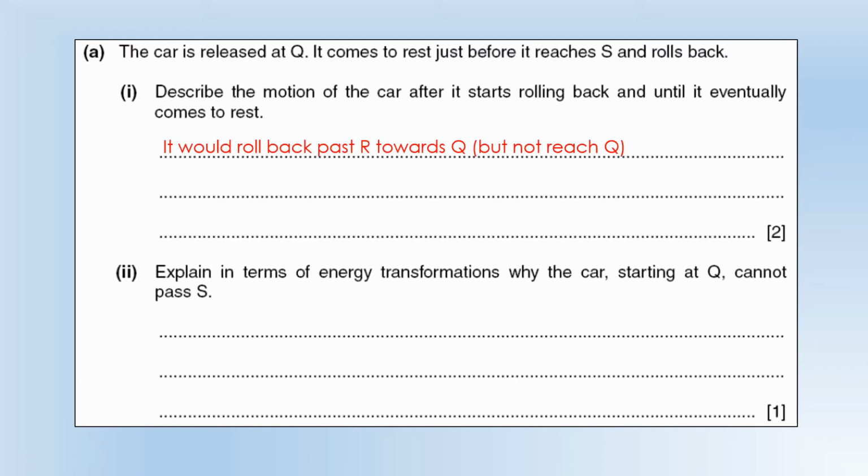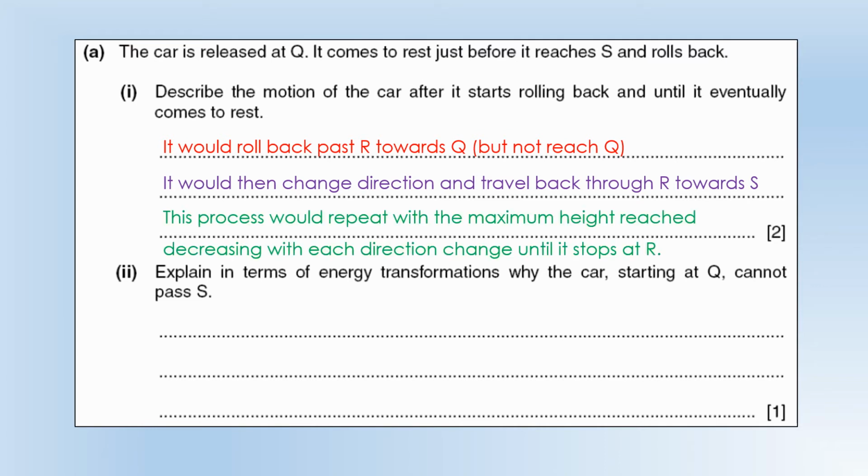So what it's going to do is roll back past R towards Q, but it's not going to reach Q. And then it will change direction and travel back through R towards S. And this process will basically repeat in loops, but each time it's going to reach a smaller and smaller maximum height until it eventually will just stop at R.